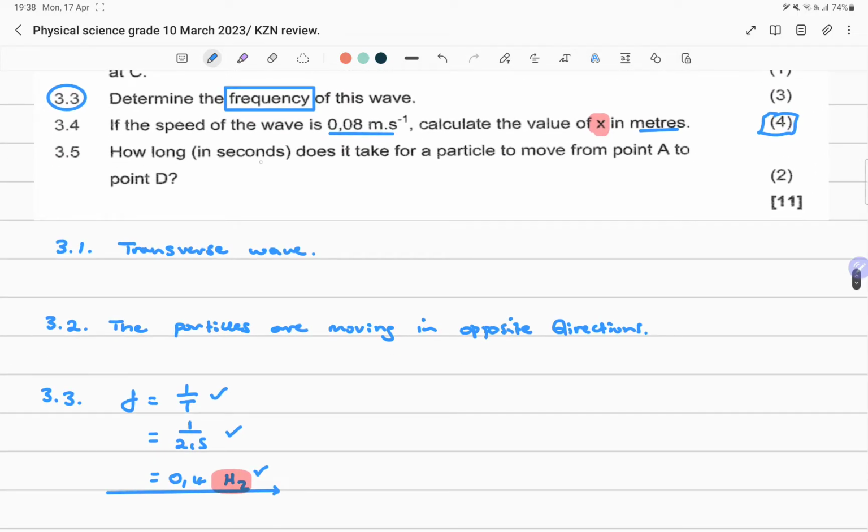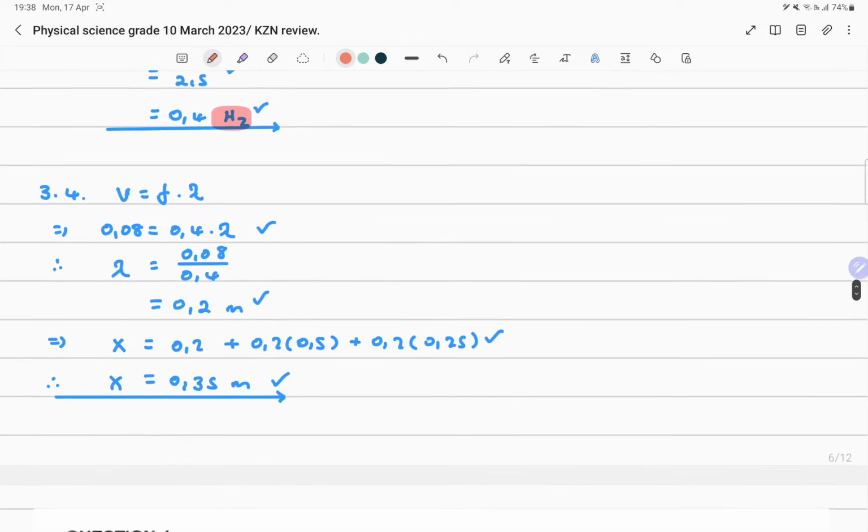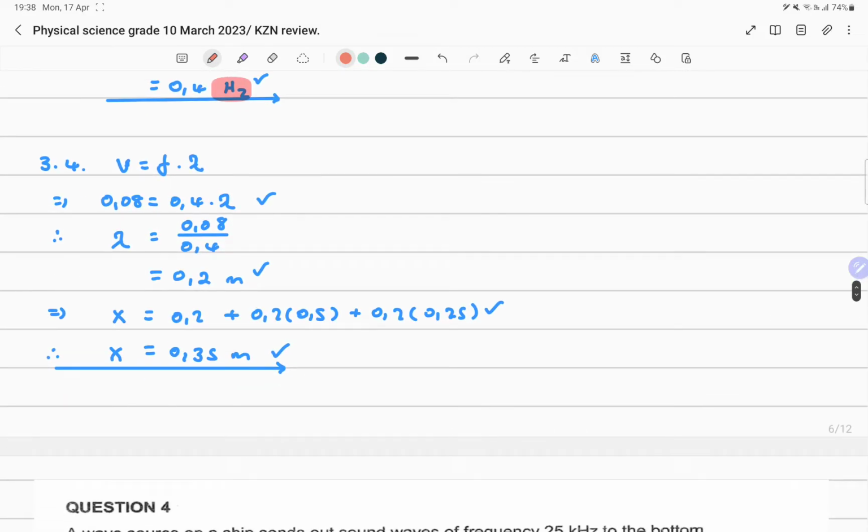Now the question says, how long in seconds does it take for a particle to move from point A to point D? So how many periods do we have here? We've got this period right here, this same period right here, the same period right there, and then we've got half of the period. So basically we need to add those together. We've already been told what the period is here. So we can just say T to answer this question.